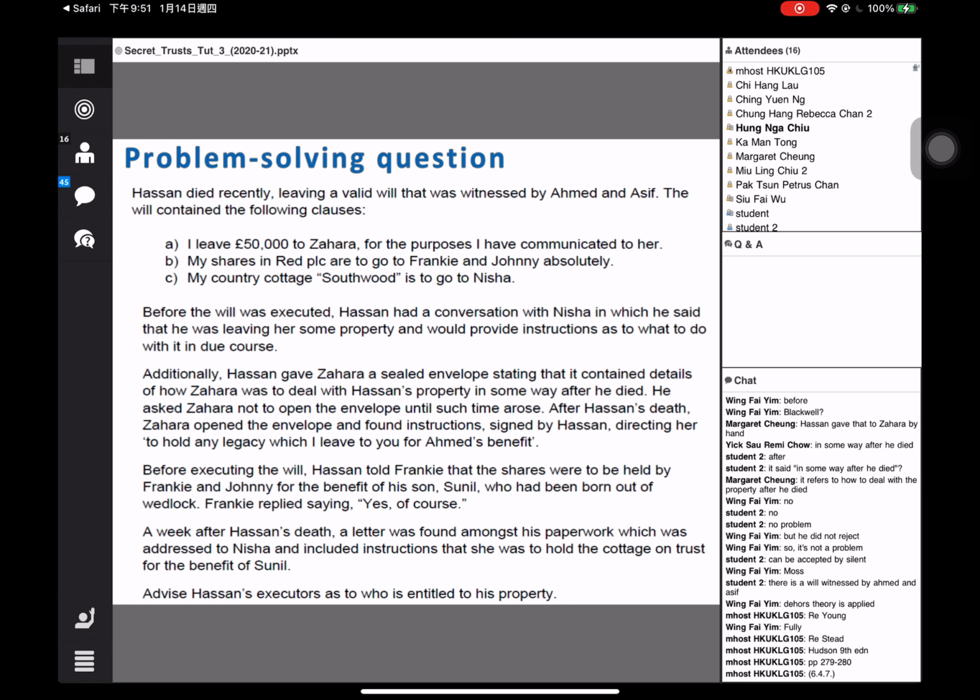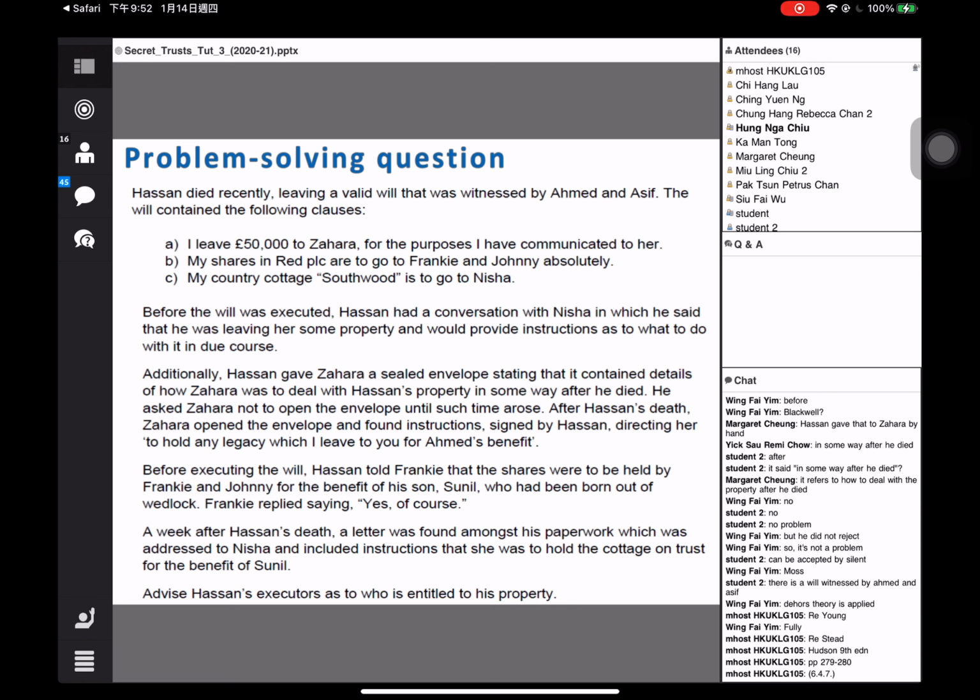So this is where you need to explain and apply the rules from Re Stead. Frankie and Johnny are joint tenants on these facts, and communication to Frankie took place before the execution of the will. Therefore, according to Re Stead, both of them are bound. Now, why should that make a difference, whether it was before or at the time of the execution of the will, as opposed to after?